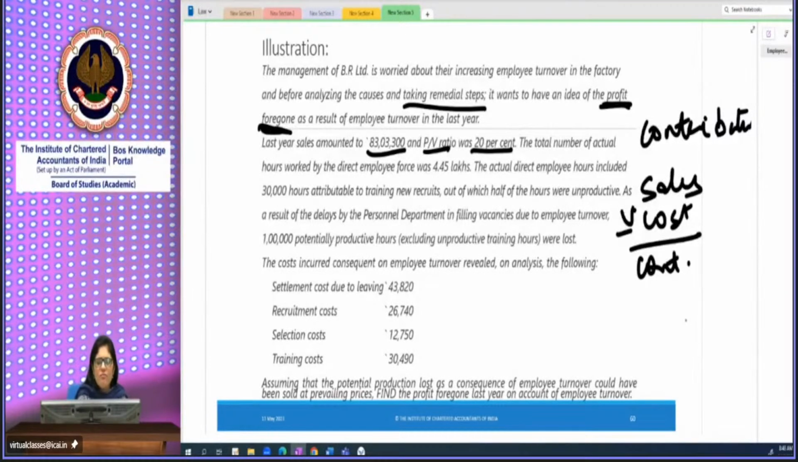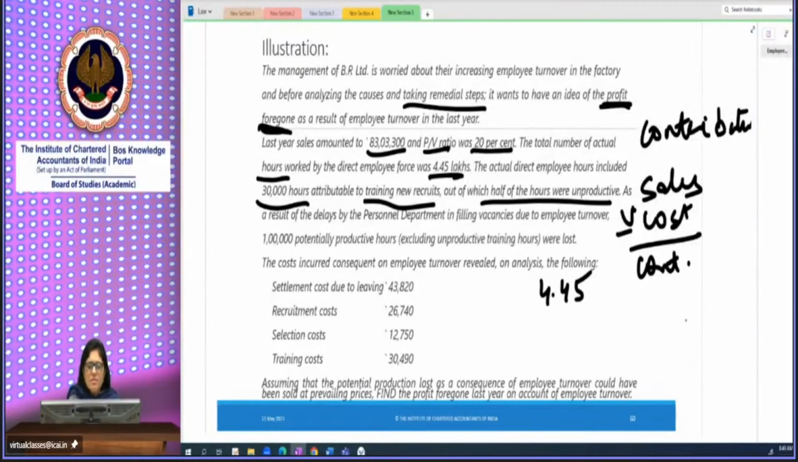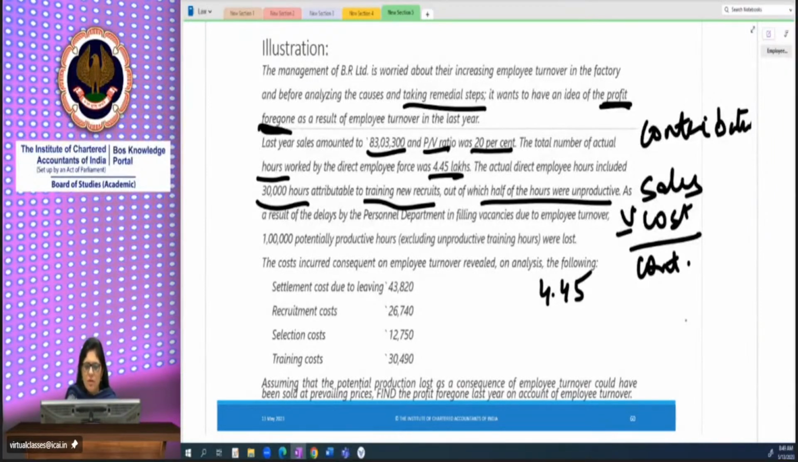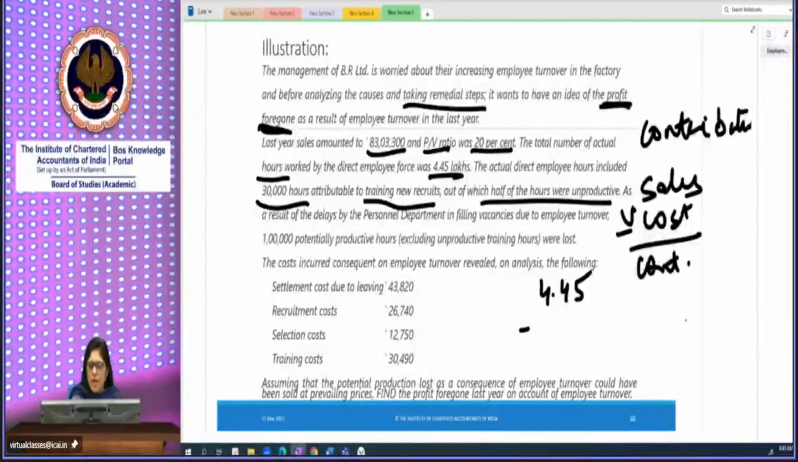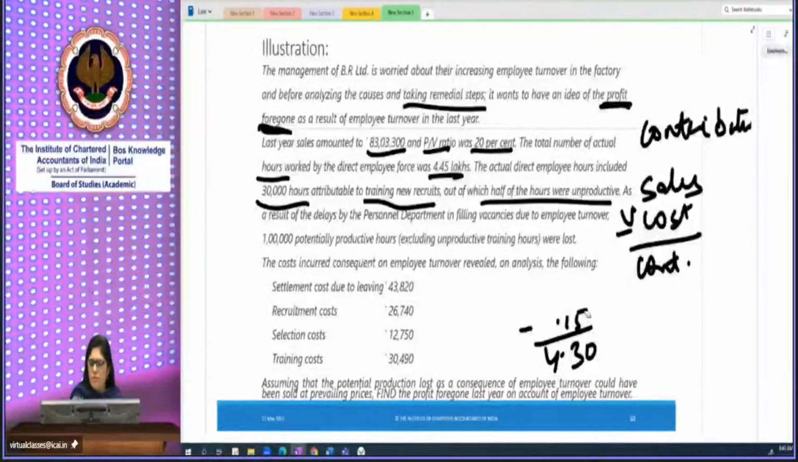So the total number of actual hours worked is 4.45 lakhs. The actual direct employee hours included 30,000 hours attributable to training new recruits, out of which half were unproductive. So we have to calculate effective productive hours. Total hours are 4.45, and out of this, 30,000 hours were attributable to training, half of which are unproductive. So unproductive hours are 0.15. You just deduct. So 4.30. Or let me write it in full form so that you understand better.